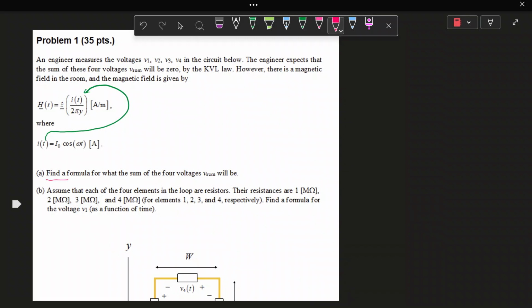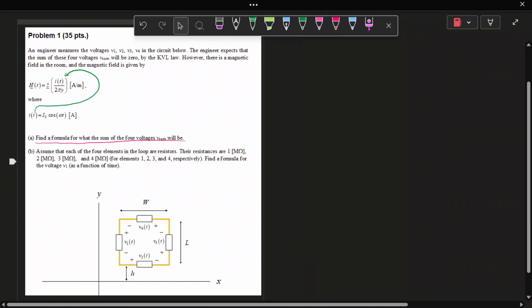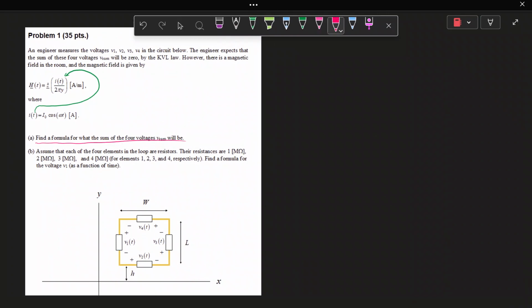Now, it's asking here to find a formula for the sum of the four voltages. Of course, as electrical engineers, this is not a difficult problem to solve. However, we're going to do the physics way of solving this instead of the electrical engineering way. Now, how do we go about doing this?